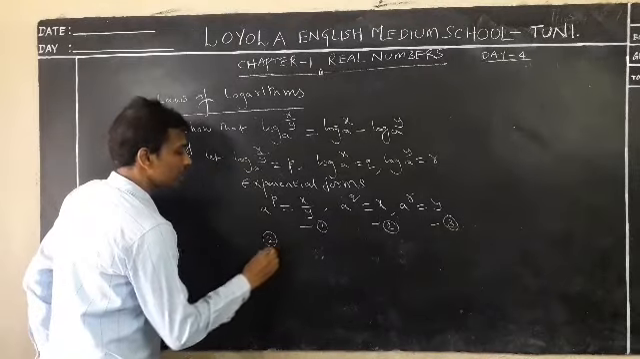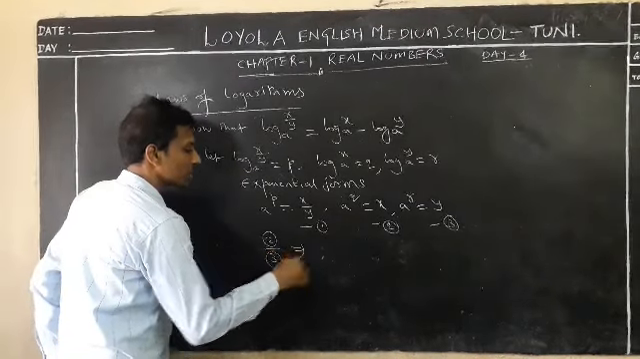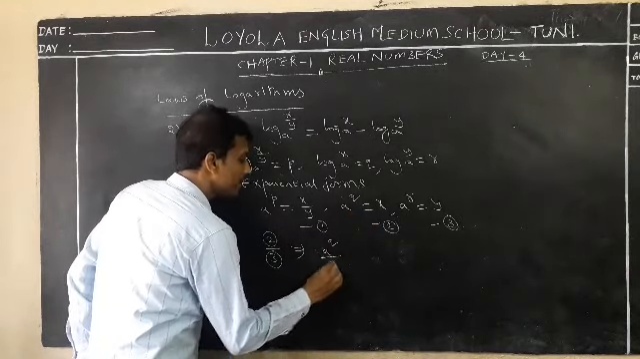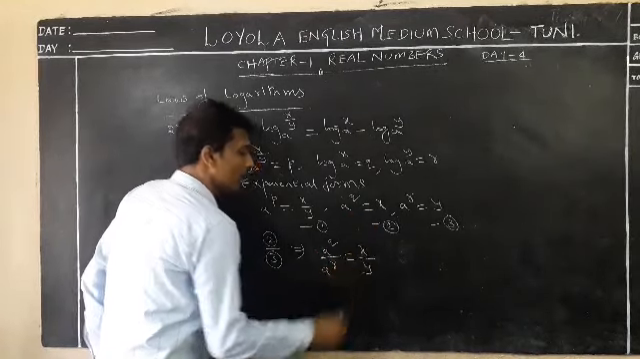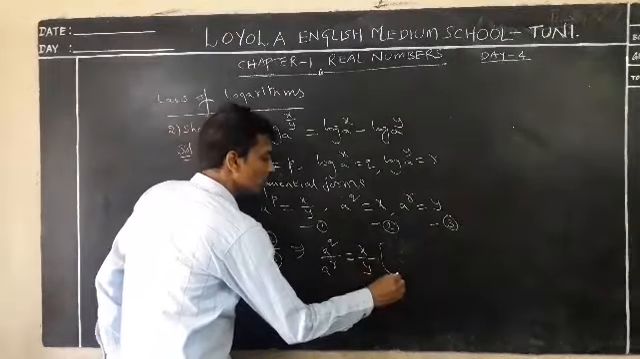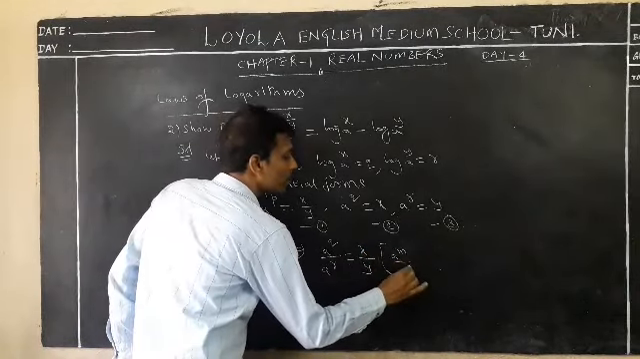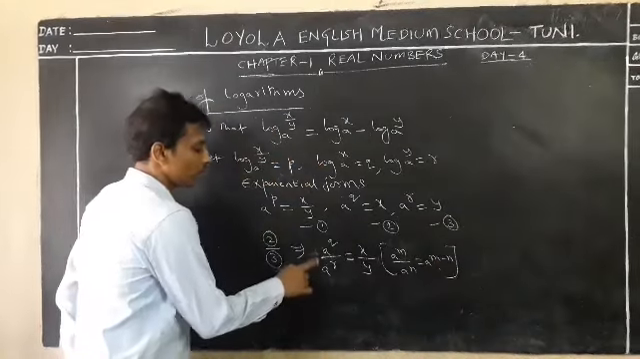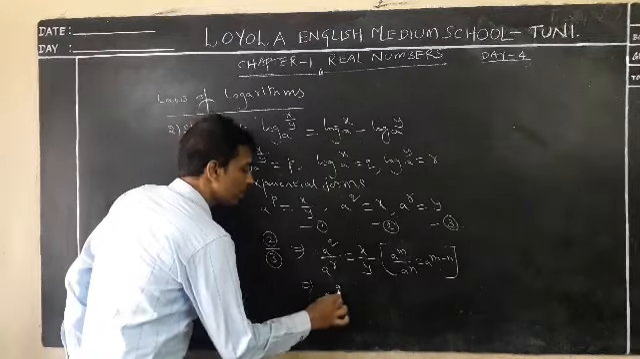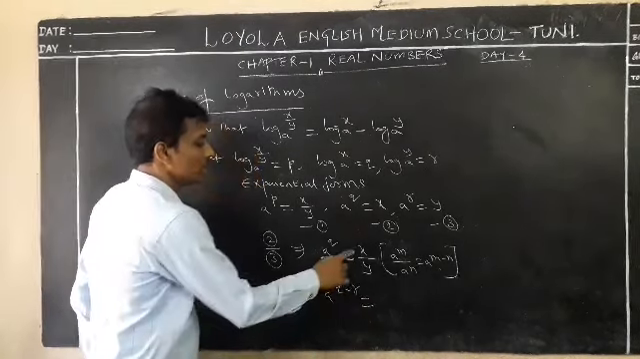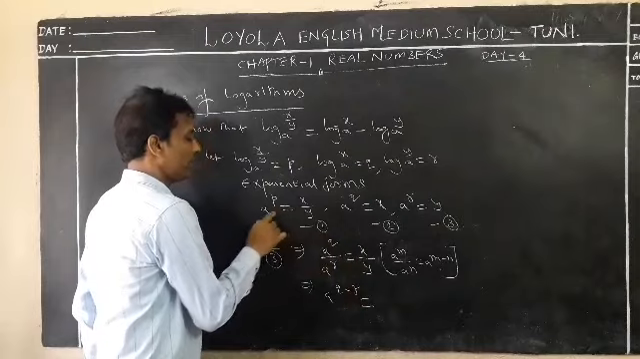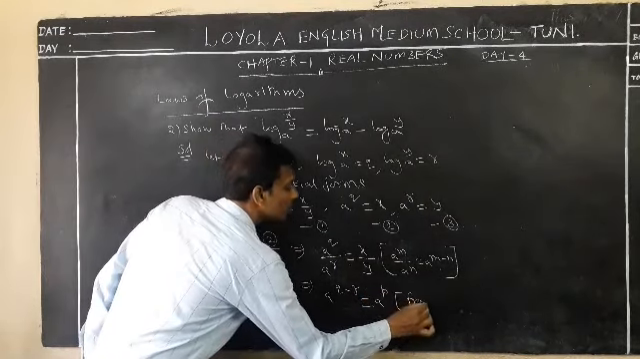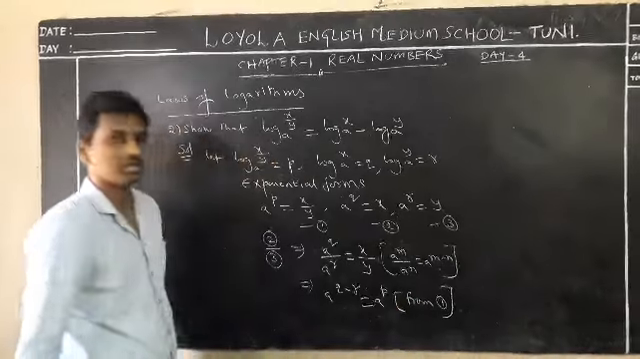Listen, second equation by third equation. What will happen? A power q by a power r is equal to x by y. We know well-known formula, a power m by a power n is equal to a power m minus n. Now, how this value changes? A power q minus r is equal to x by y. Instead of x by y, what can I take? A power p. How? From first equation.